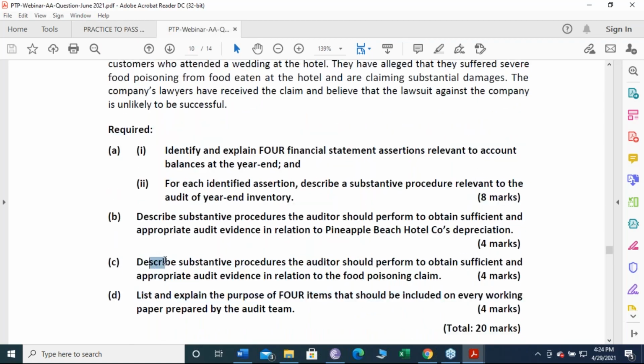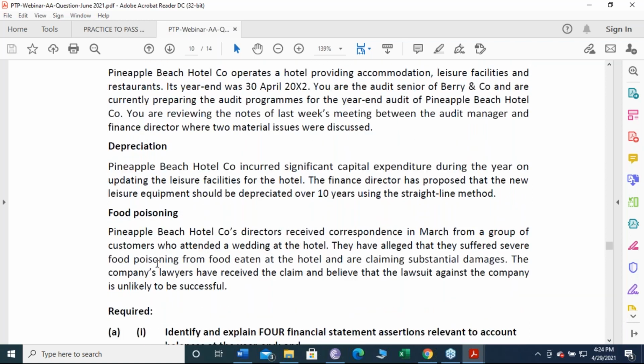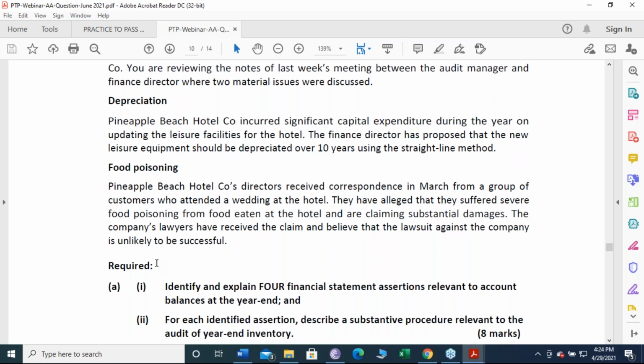Last part, describe the substantive procedures the auditor should perform to obtain sufficient and appropriate audit evidence in relation to the food poisoning claim. Okay, let's read the question. Pineapple Beach Hotel Company's director received correspondence in March from a group of customers who attended a wedding at the hotel. So correspondence. So I would like to review the correspondence from the customers, those who have claimed, and I would like to understand whether a present obligation does exist. So that's my procedure number 1.